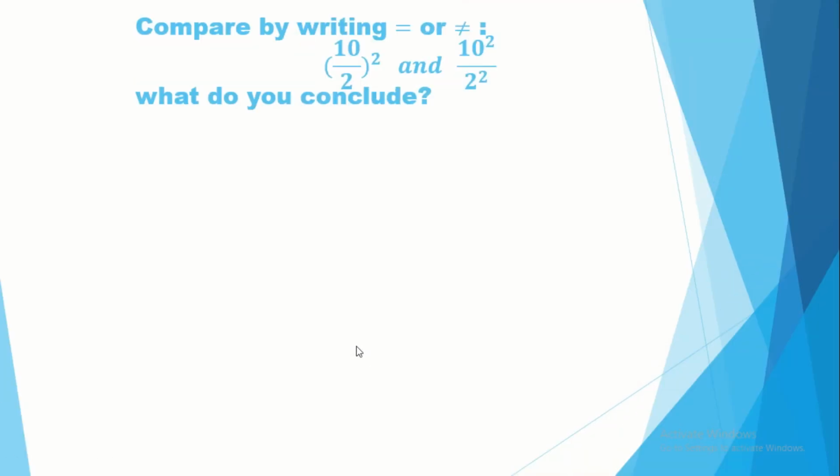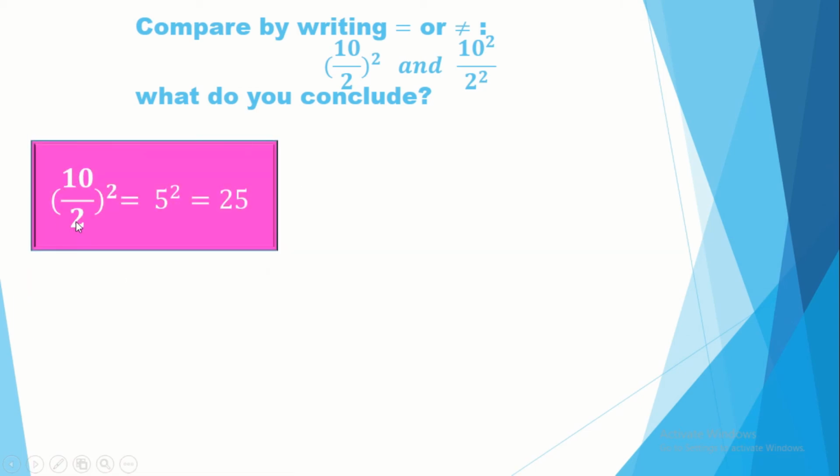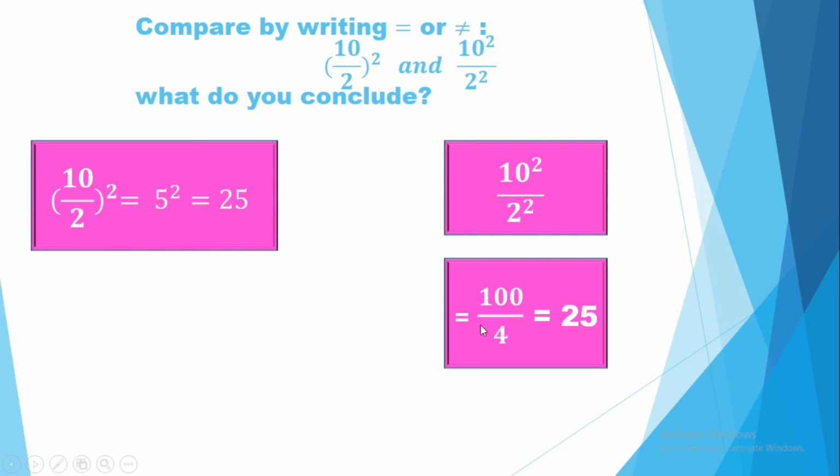Let's see what about divided. Here is an example. 10 over 2 all square. We should solve first what's between parentheses. But 10 over 2 is 5. So isn't it 5 square? Equal 25. What about 10 square over 2 square? We should solve power, then divide it. 10 square, 100 over 2 square, 4. 100 over 4, isn't it 25? Aren't we having the same answer? So they are equal. Here we conclude that power is distributive over divided.